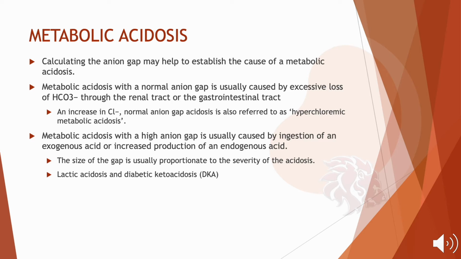Metabolic acidosis with a high anion gap is usually caused by ingestion of an exogenous acid or increased production of an endogenous acid. Because the anion that is paired with hydrogen ion to form these acids is typically not measured, its presence leads to an increase in the gap. In high anion gap acidosis, the size of the gap is usually proportionate to the severity of the acidosis. Lactic acidosis and diabetic ketoacidosis are two common and clinically important causes of high anion gap metabolic acidosis.